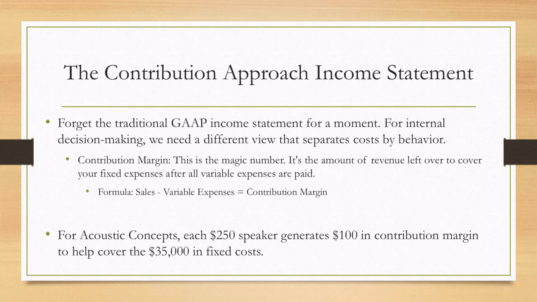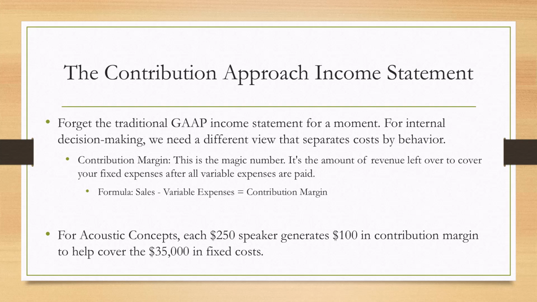financial impact. To effectively use CVP, we first need to look at our financials through a different lens. That means setting aside the traditional GAAP income statement that you'd see in an annual report. For internal decision-making, we need an income statement that separates costs based on their behavior, variable versus fixed. This brings us to the most important number in CVP analysis, the contribution margin. The contribution margin is the amount of revenue left over to cover your fixed expenses after you've paid for all of your variable expenses. The formula is simple: sales minus variable expenses.